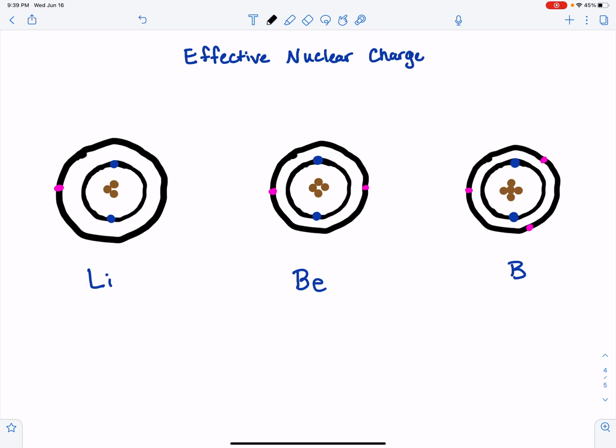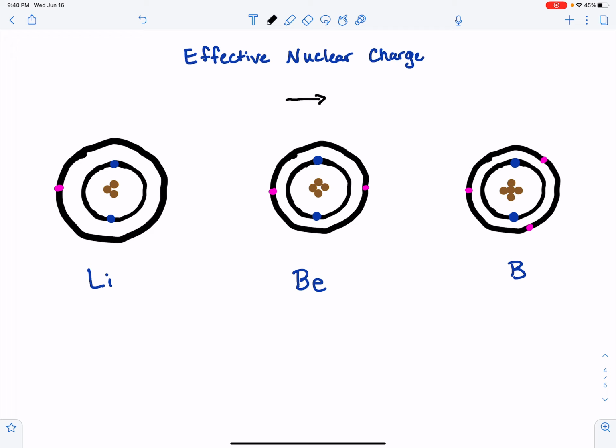Effective nuclear charge is how we explain some of the trends on the periodic chart. It especially helps understand why the elements contract or get a little smaller as you go to the right in a row. And you'll hear more about that in the next section.